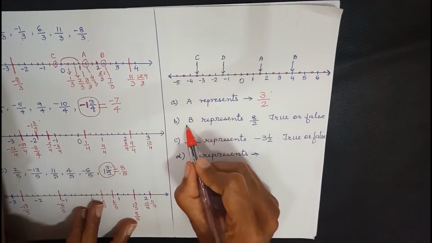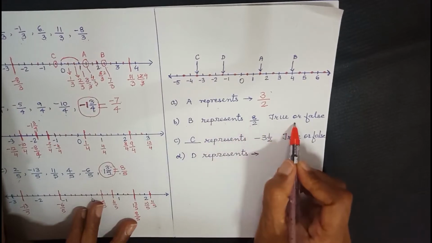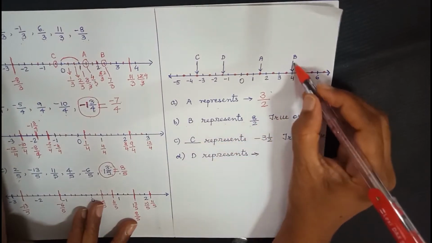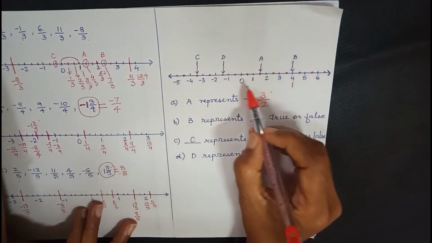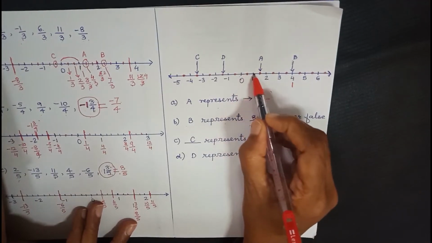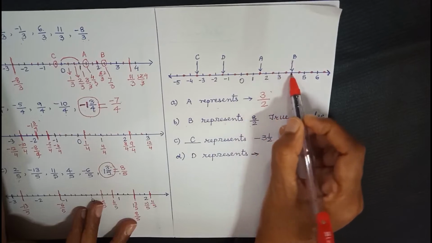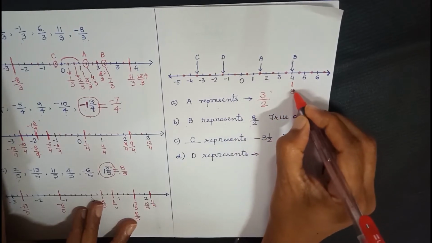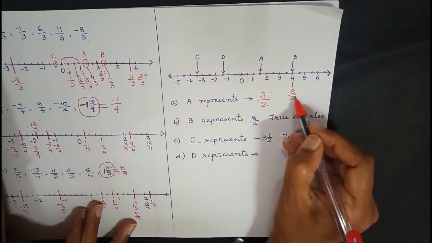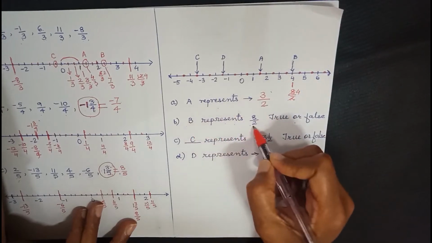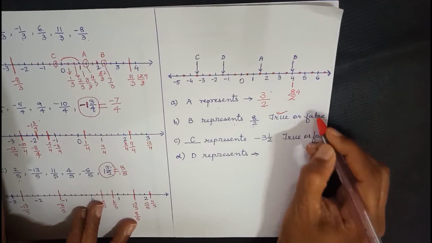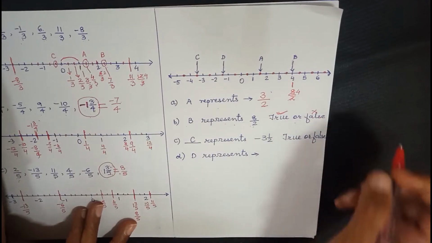Now the next question asks: B represents 8 upon 2, is it true or false? Now you can see B is representing 4. But when you are dividing into 2 parts, how much is it? 1, 2, 3, 4, 5, 6, 7, and 8. So it is nothing but 8 upon 2 also. You can see we can cancel this and we will get 4. That means definitely B is representing 8 upon 2. It is a true statement and not a false statement.